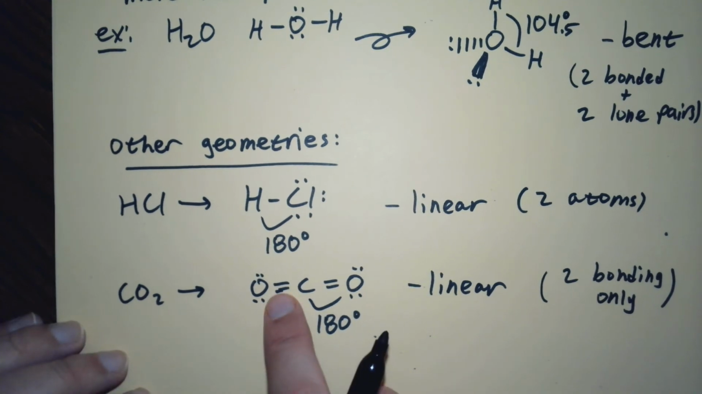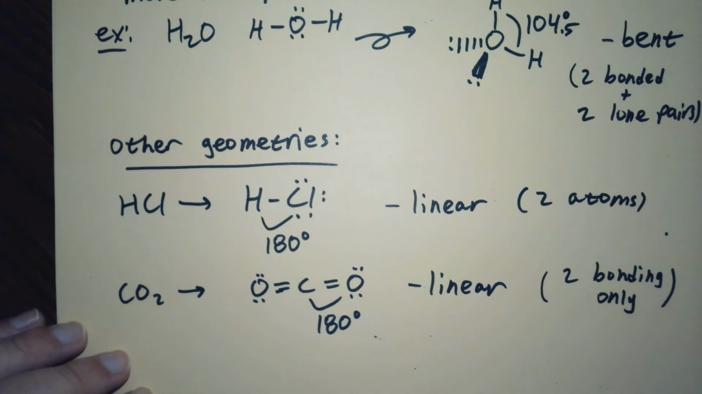So a lot of students get tripped up by that. But it doesn't matter if it's a double, triple bond, single bond. It's one area of bonding density, or electron density that just happen to be used for bonding.